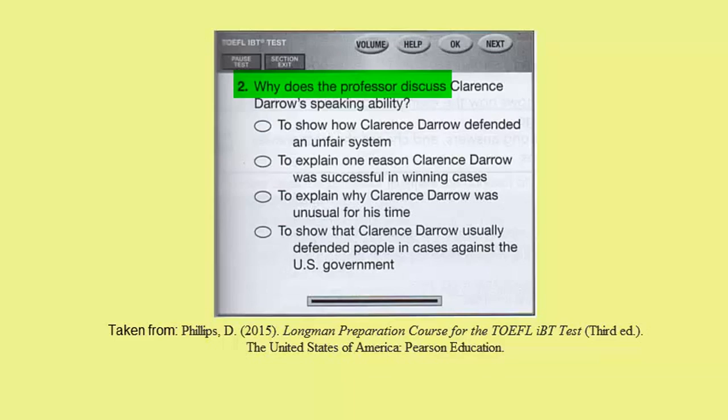Now, one of Darrow's greatest skills was that he was an amazing orator who could sometimes move his audience to tears.